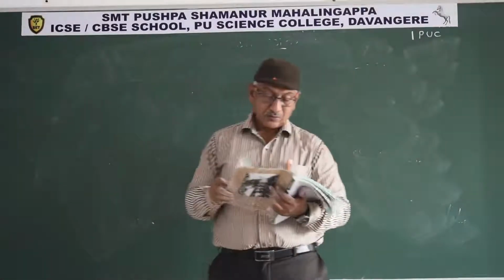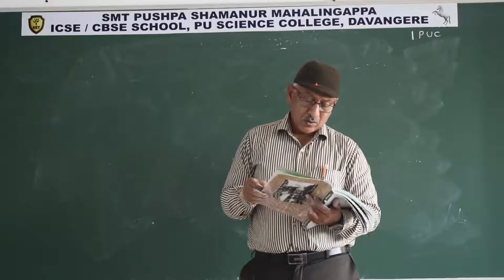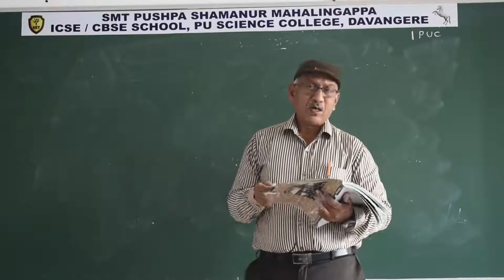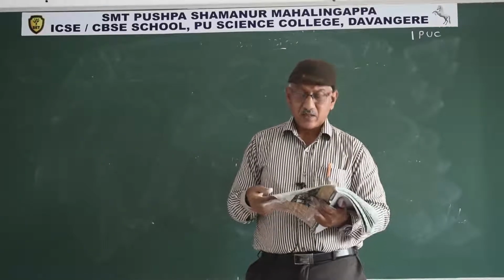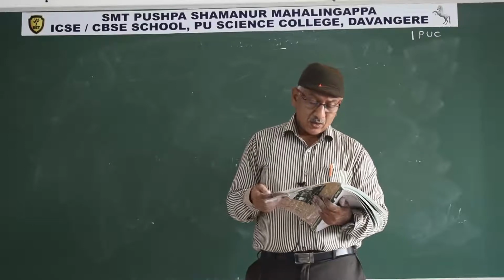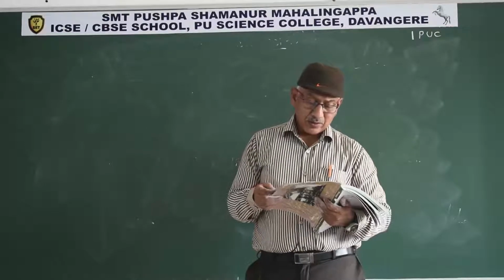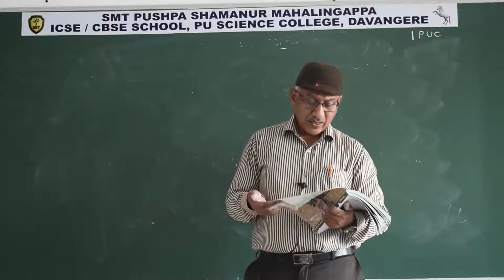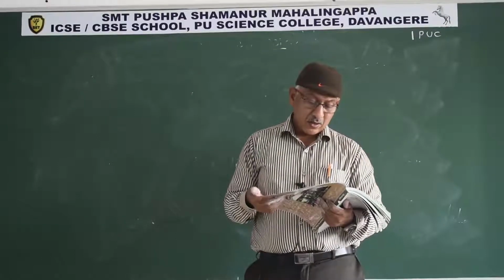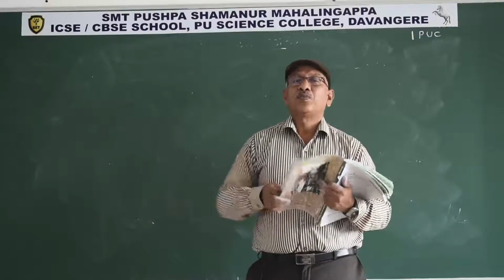Next one is: draw a labeled diagram of the neuron and brain. Eye and ear are not included. Write a short note on the following: neural coordination, forebrain, midbrain, hindbrain. We already discussed neural coordination.